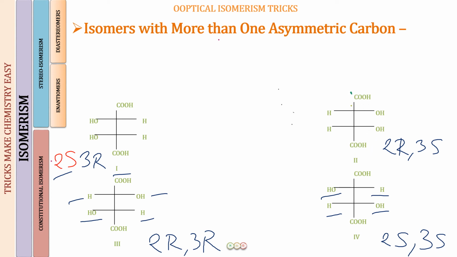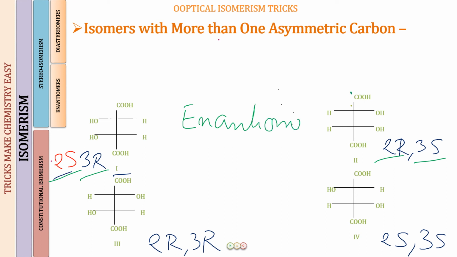Structure number 1 and 2, if you compare, they have the opposite configurations at the two chirality centers, right? So this is a 2S, this is a 2R, this is a 3R, this is a 3S. So this seems to us to be a pair of enantiomers. For now, just consider them to be a pair of enantiomers. I'll come back to this.